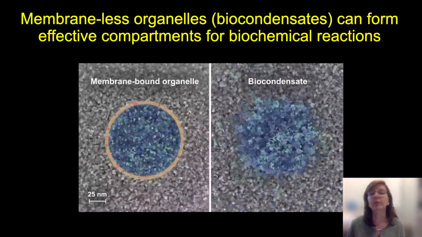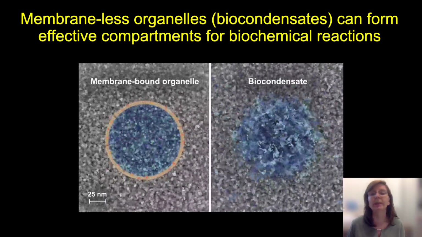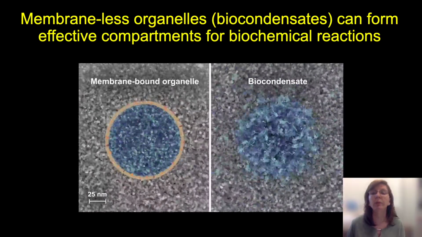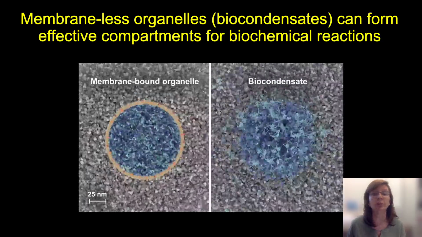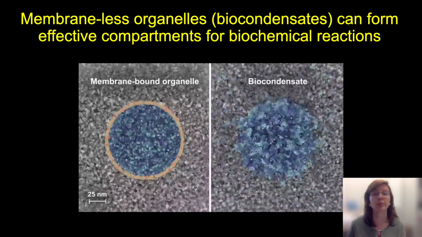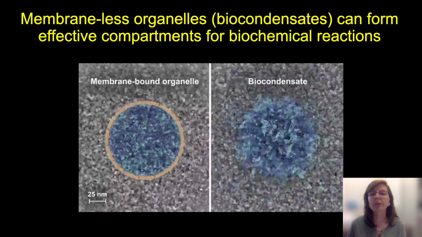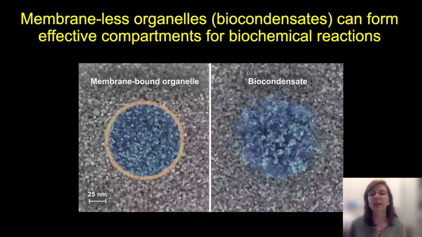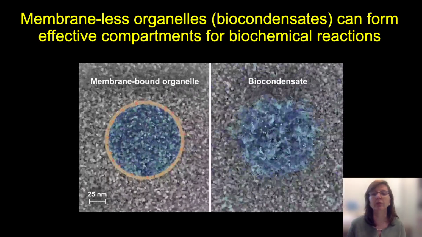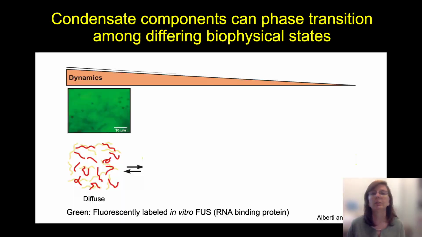In the past decade, numerous examples of membrane-less organelles have been identified, both in the nucleus and in the cytoplasm of many cell types. Examples include the nucleolus, stress granules, and germ granules. Although phase separations are a powerful mechanism to organize cellular contents and reactions, they are very sensitive to changes in physical or chemical parameters. So depending on protein or RNA concentration, pH, or cellular energy levels, RNA and proteins can phase transition among different biophysical states.